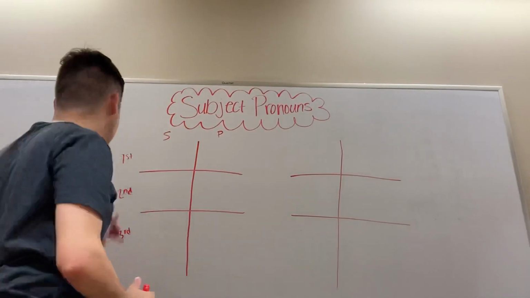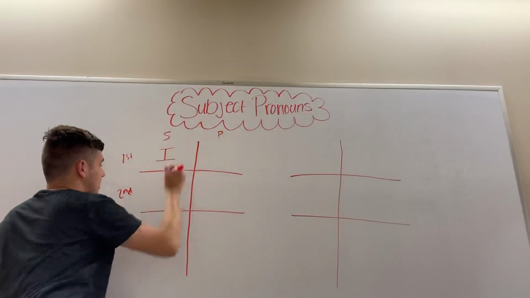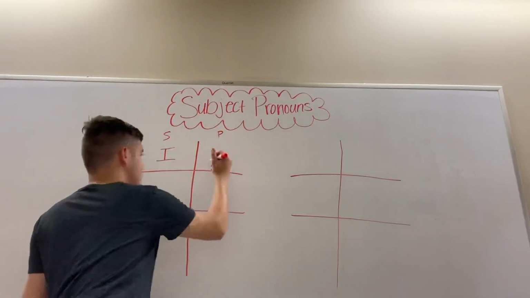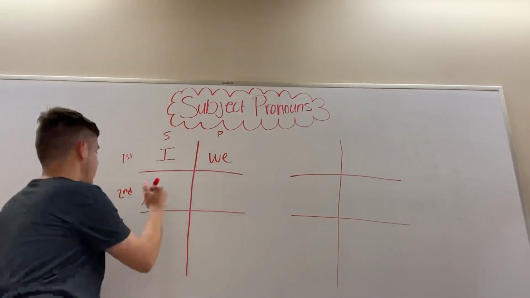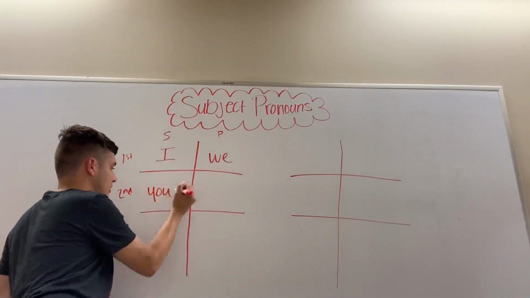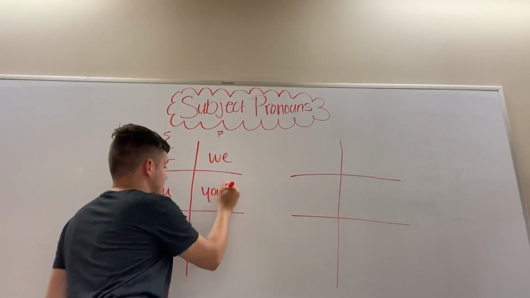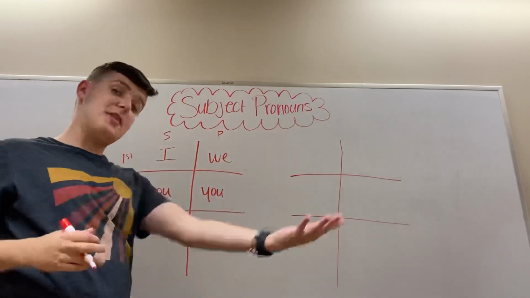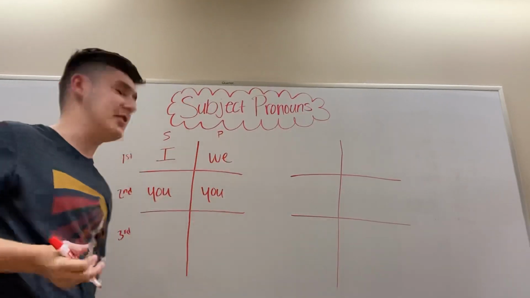Now in English, our first person singular pronoun is I. First person plural, we. Second person singular is you. Second person plural is also you. Like you can refer to a group of people as you or just one person as you that you're talking to directly, so that's why those are both the same.